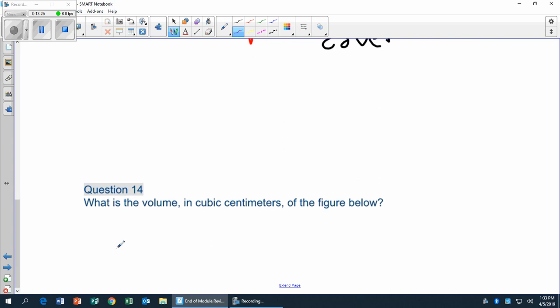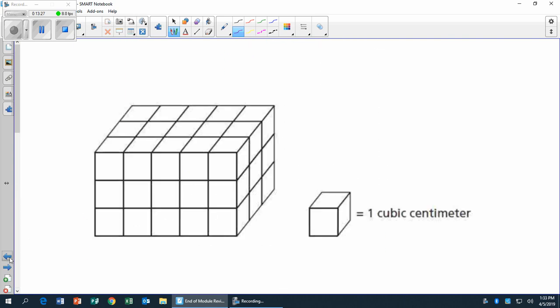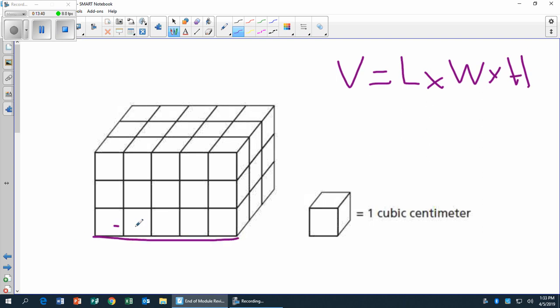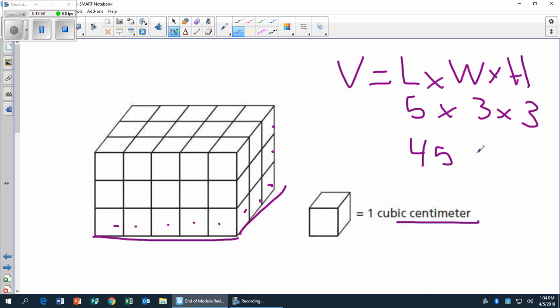Next question. We want to know the volume, but we have to look on the next page for what the shape actually is. We have our rectangular prism. We have volume equaling length times width times height. So we look at the length, and we count 1, 2, 3, 4, 5. And we look at the width, which goes this way. We have 1, 2, 3. And then we look at the height, which is 1, 2, 3. And when we multiply those together, we get 45. And since we're working with centimeters, it's centimeters cubed.